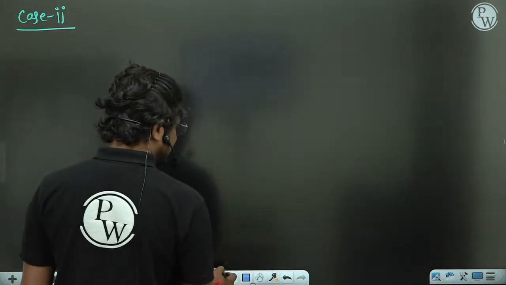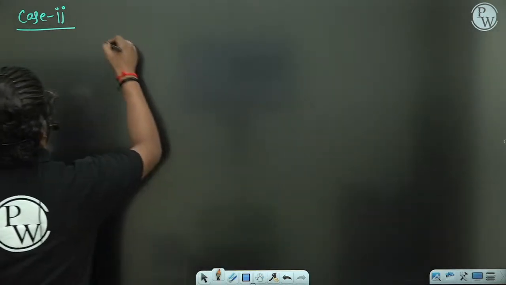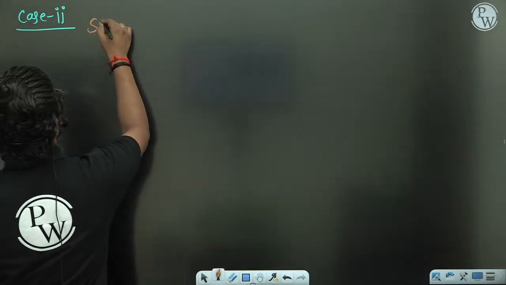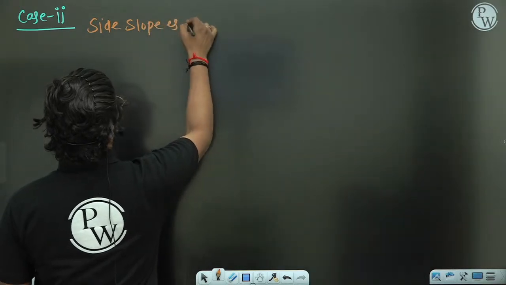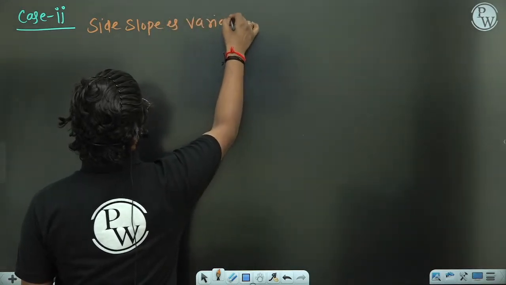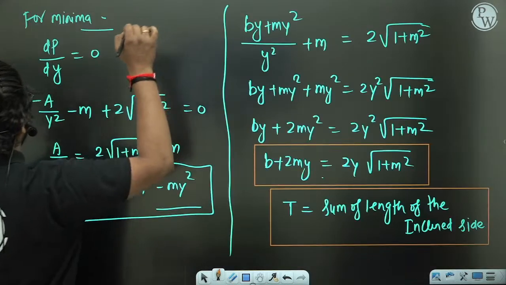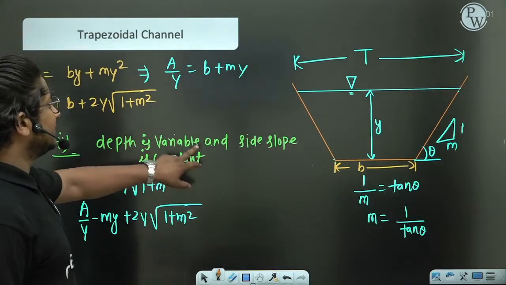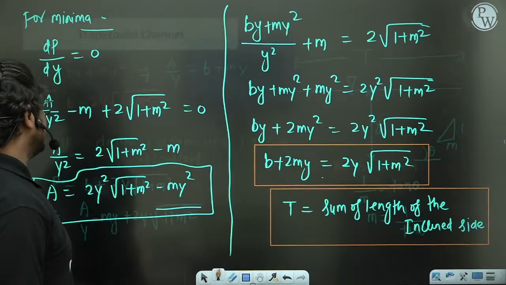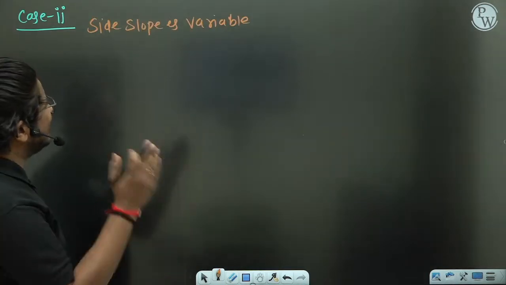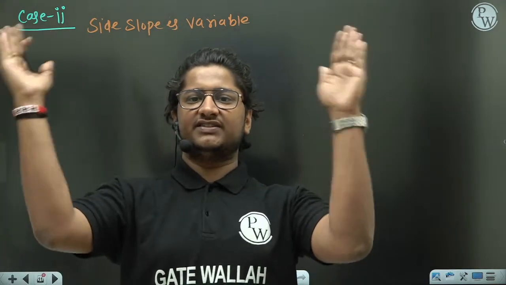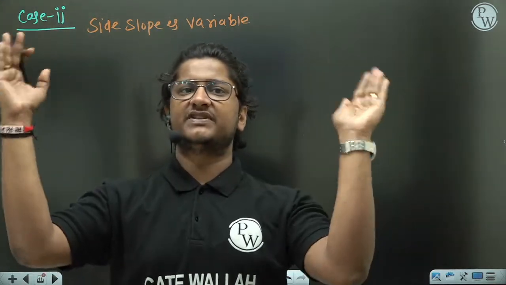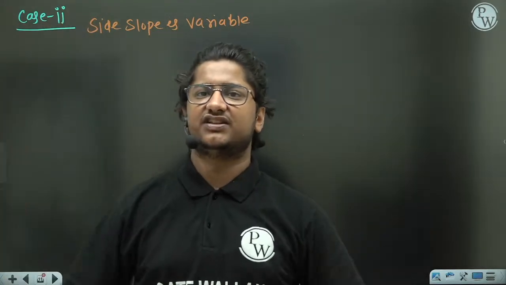Okay. So we are going to the second case. Now in the second case, side slope is variable. Last time the side slope was constant, depth was variable. So this time what we are doing here, we are changing the side slope. This is the slope now, side slope. So this we are changing. That means theta we are changing.